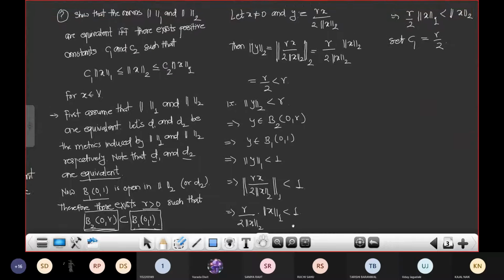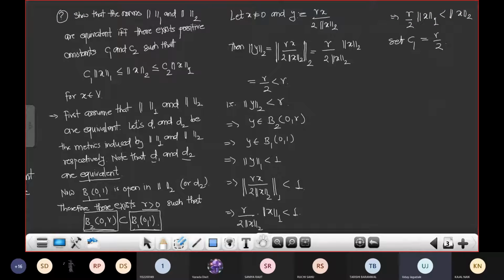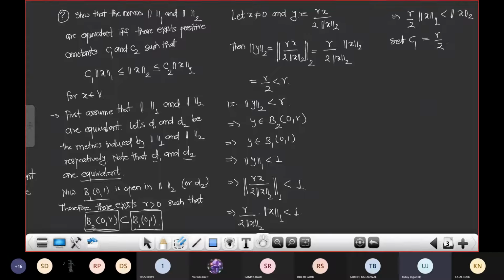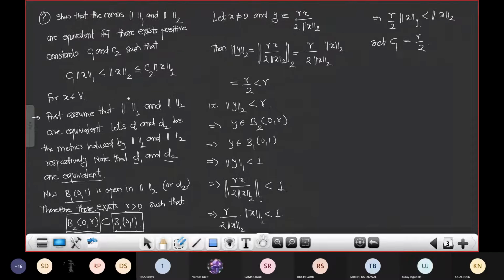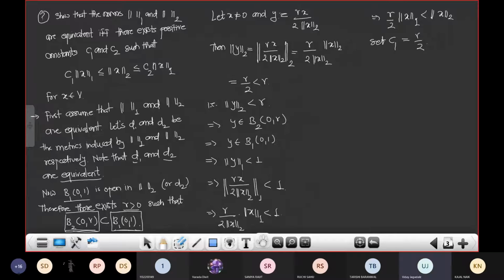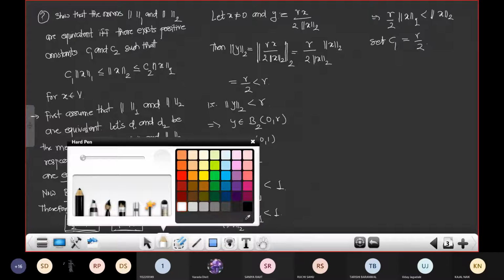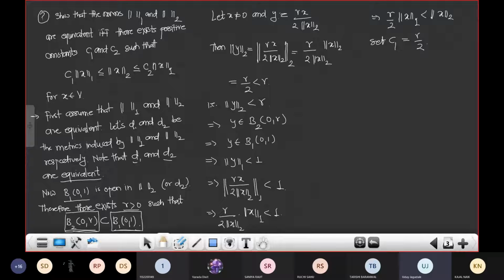So see what we are doing. We are assuming that these two norms are equivalent, and our job is to find these constants c1 and c2 which satisfy this inequality. This is our job. So we have found c1. How to find c2?